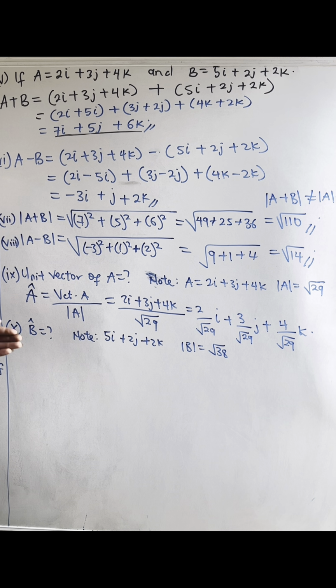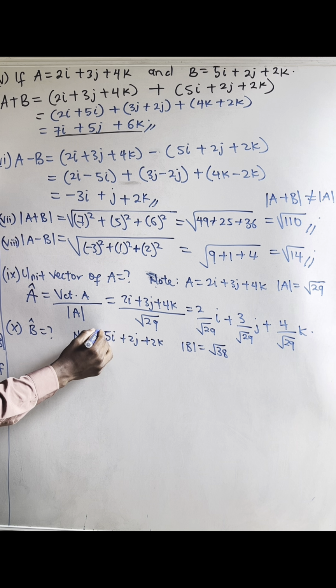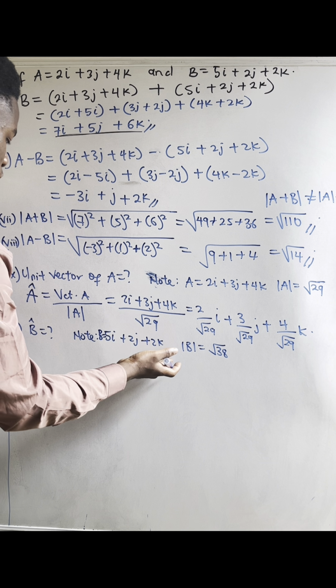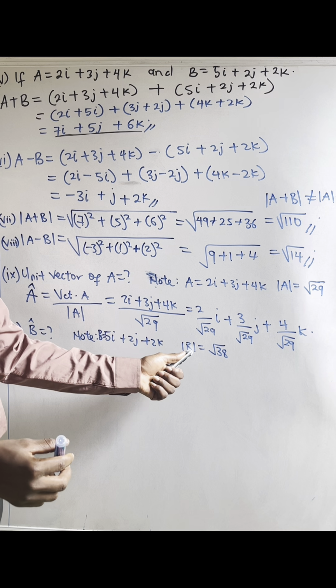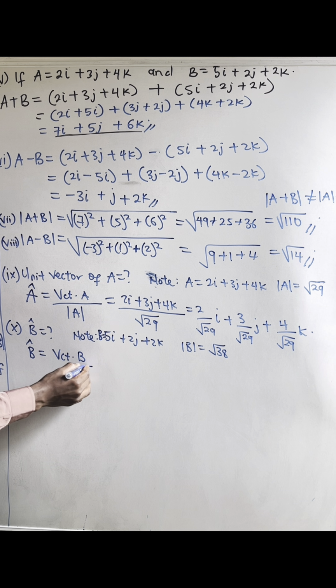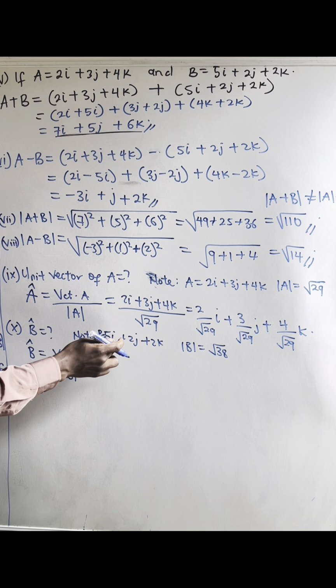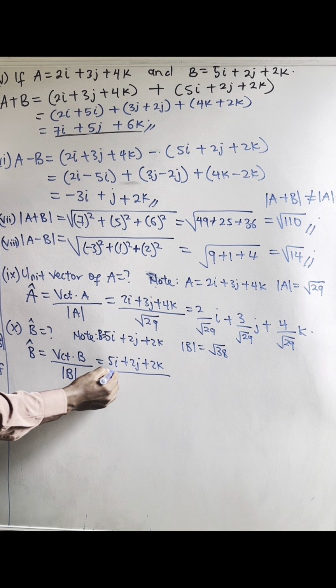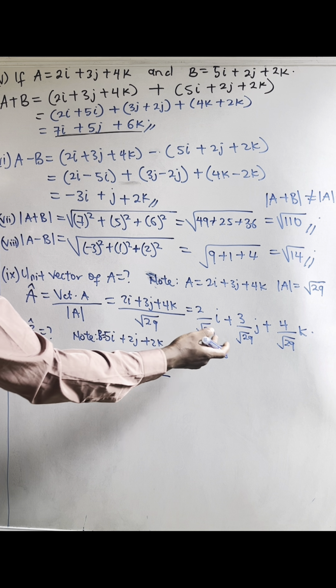So let's look at the next one. In this example, we have to look for the B cap. Don't forget that B cap simply means the unit vector of B. So don't forget that initially our vector B was equal to 5i plus 2j plus 2k. From the question, our vector B was given as this. And we have calculated our magnitude of B to be this. Then our B cap can be equal to vector B all over the magnitude of vector B. Vector B from the question is 5i plus 2j plus 2k, all over the magnitude of vector B, which has also been calculated as root 38.